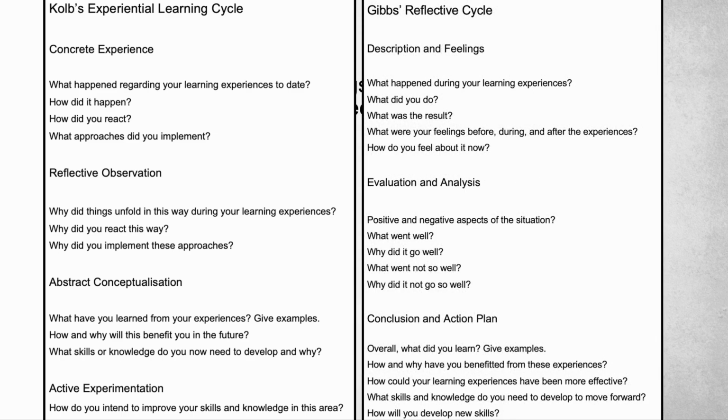Gibbs. You can put description and feelings together. What happened and how did you feel about it? Evaluation and analysis. You can put these two together. What were the positive and negative aspects of the situation, as in what went well and why? What went not so well and why? And then you can stick your conclusion and action plan together. What did you learn overall? Give some examples. How and why have you benefited from this? How could your learning experiences have been more effective? What skills and knowledge do you need to develop? And how are you going to go about developing them?